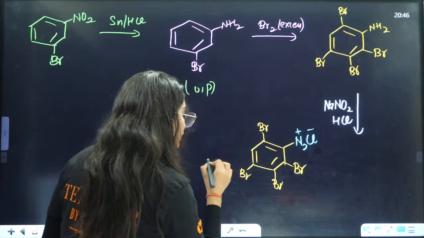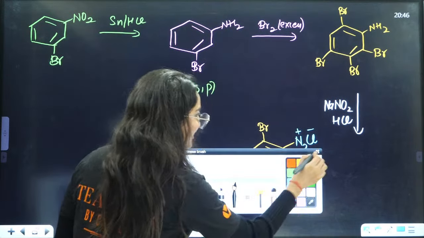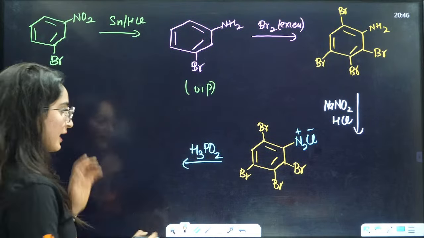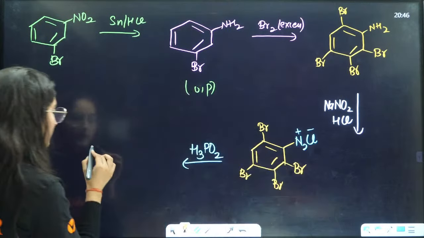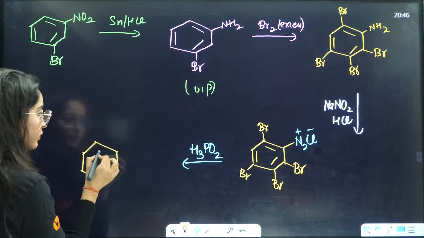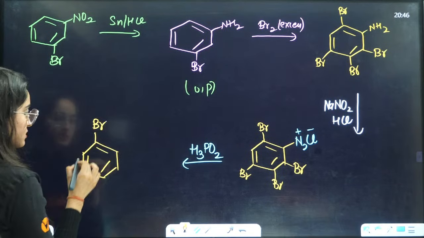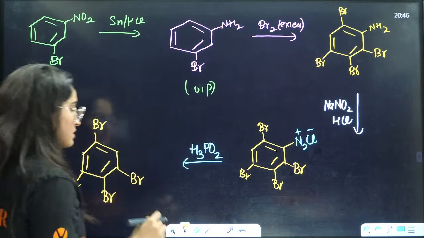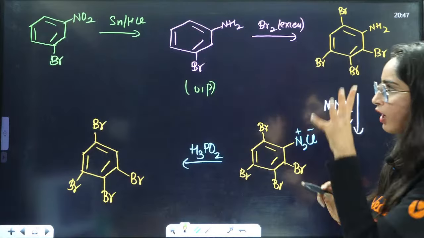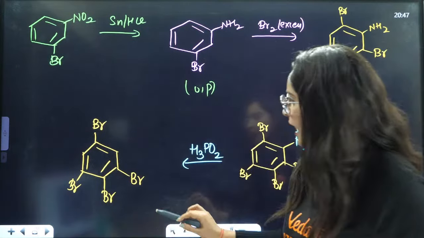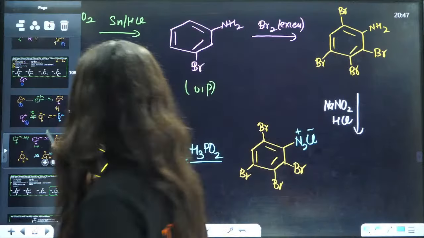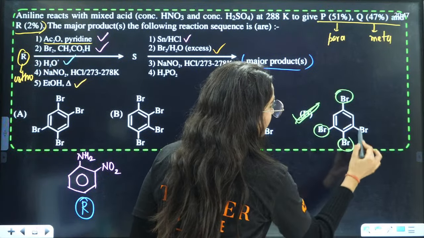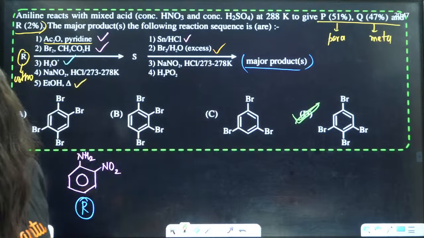Now again after this, ma'am, what are we doing? Again after this, we are adding H3PO2. As I told you, after adding H3PO2, this N2Cl will be replaced by hydrogen. So here what you will have in the end, this is Br, this is Br. It was lengthy, but it's a very simple question. All simple reactions are used here. So that means 3 Br here and 1 Br here. So what was the answer? D is the correct answer, 1 Br here and 3 Br here.